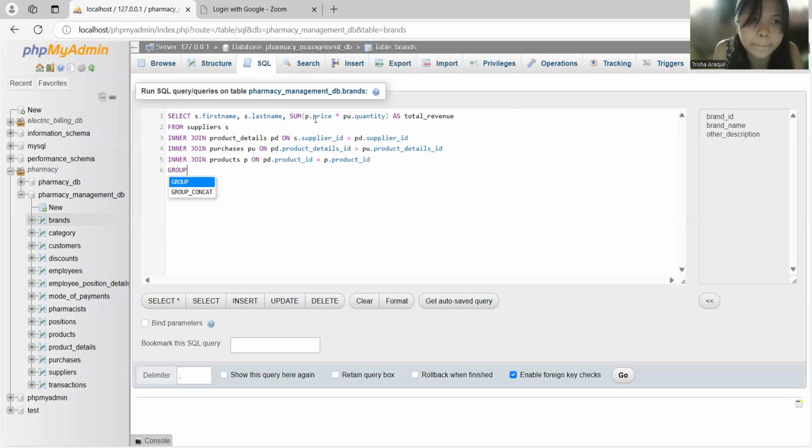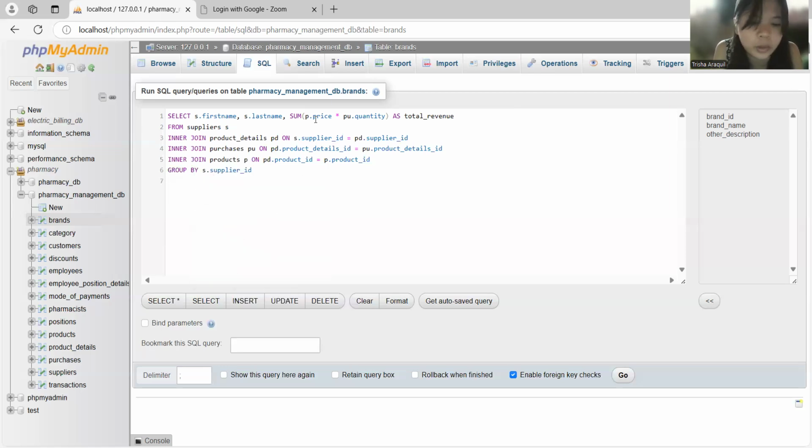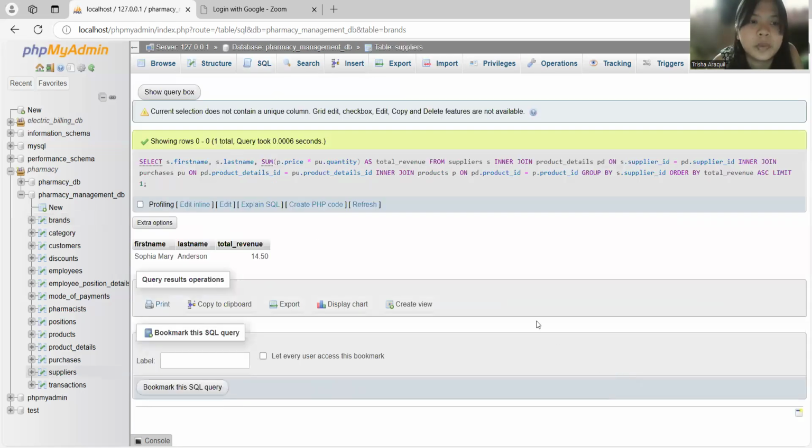And group by the supplier ID and also order by the total revenue in an ascending order, and we limit it to 1. So there's the result. The supplier's name is Sophia Mary Anderson, which has the total revenue of 14.50.